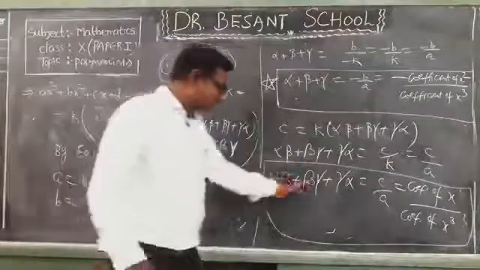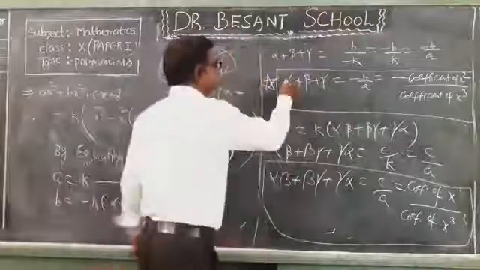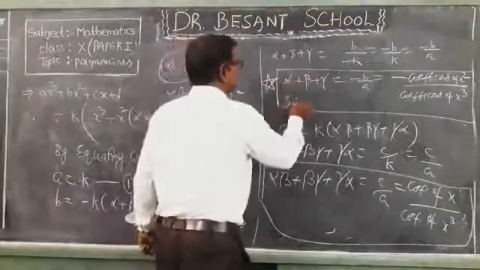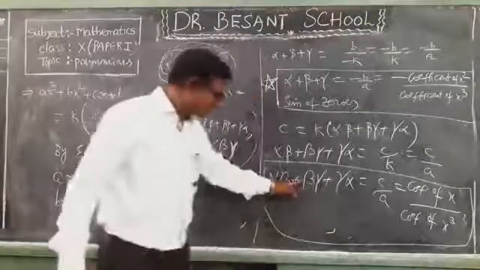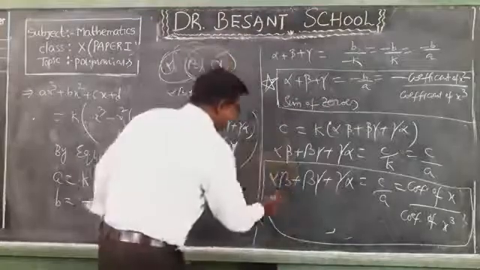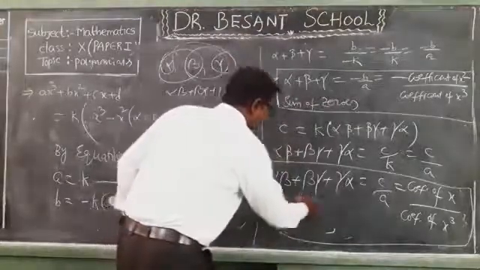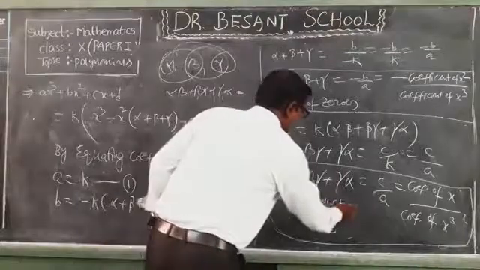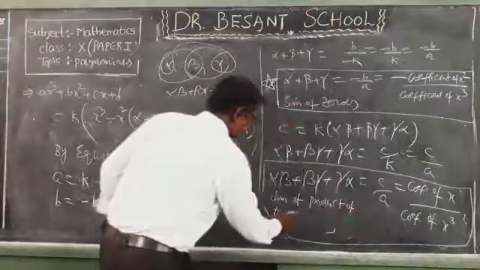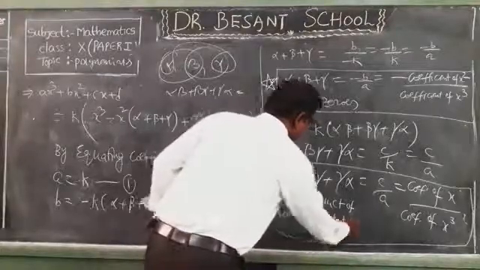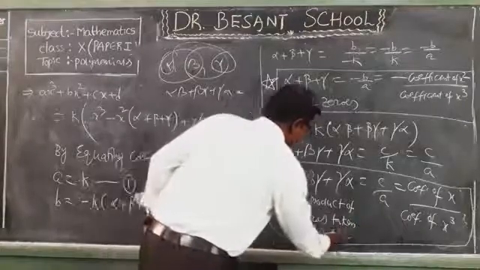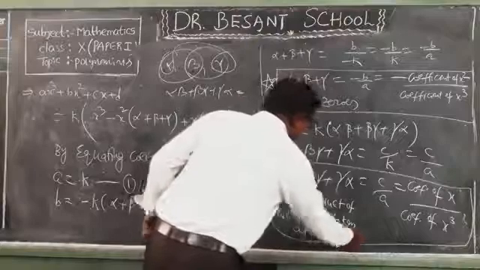So alpha plus beta plus gamma means the sum of zeros. Alpha beta plus beta gamma plus gamma alpha means the sum of products of two zeros taken at a time.